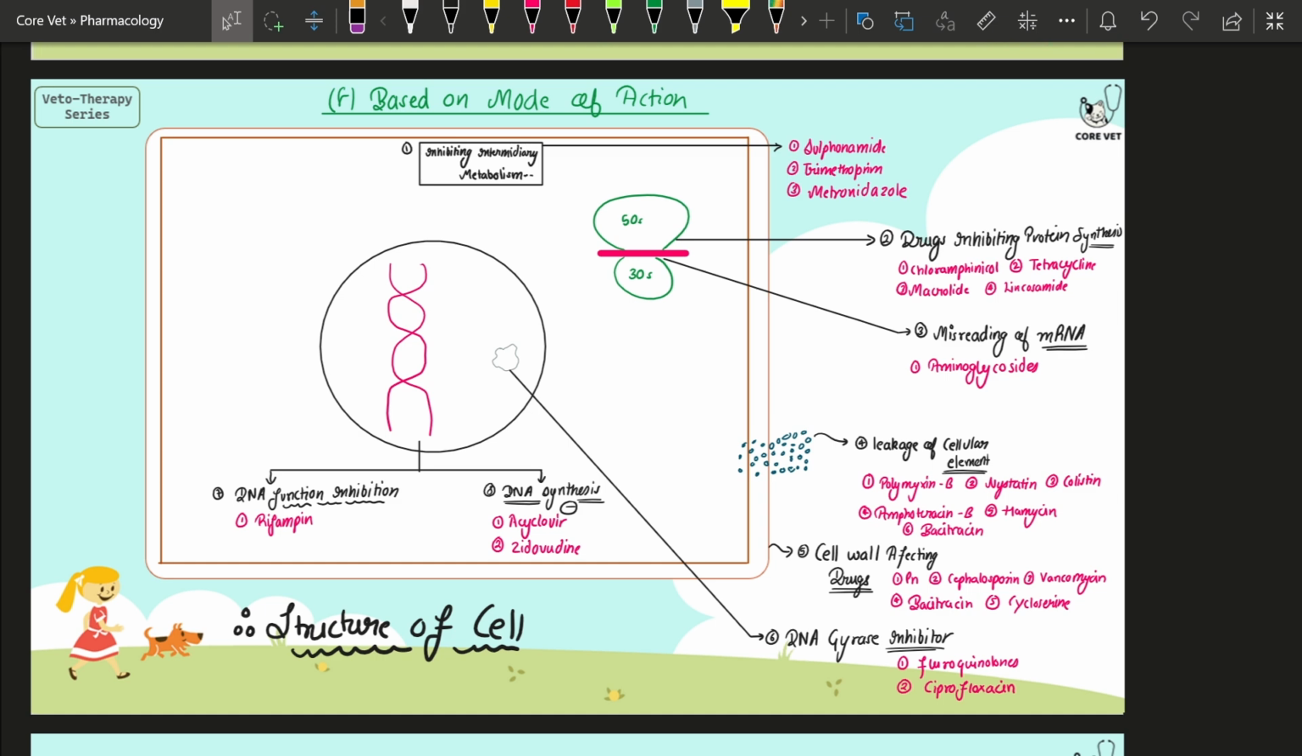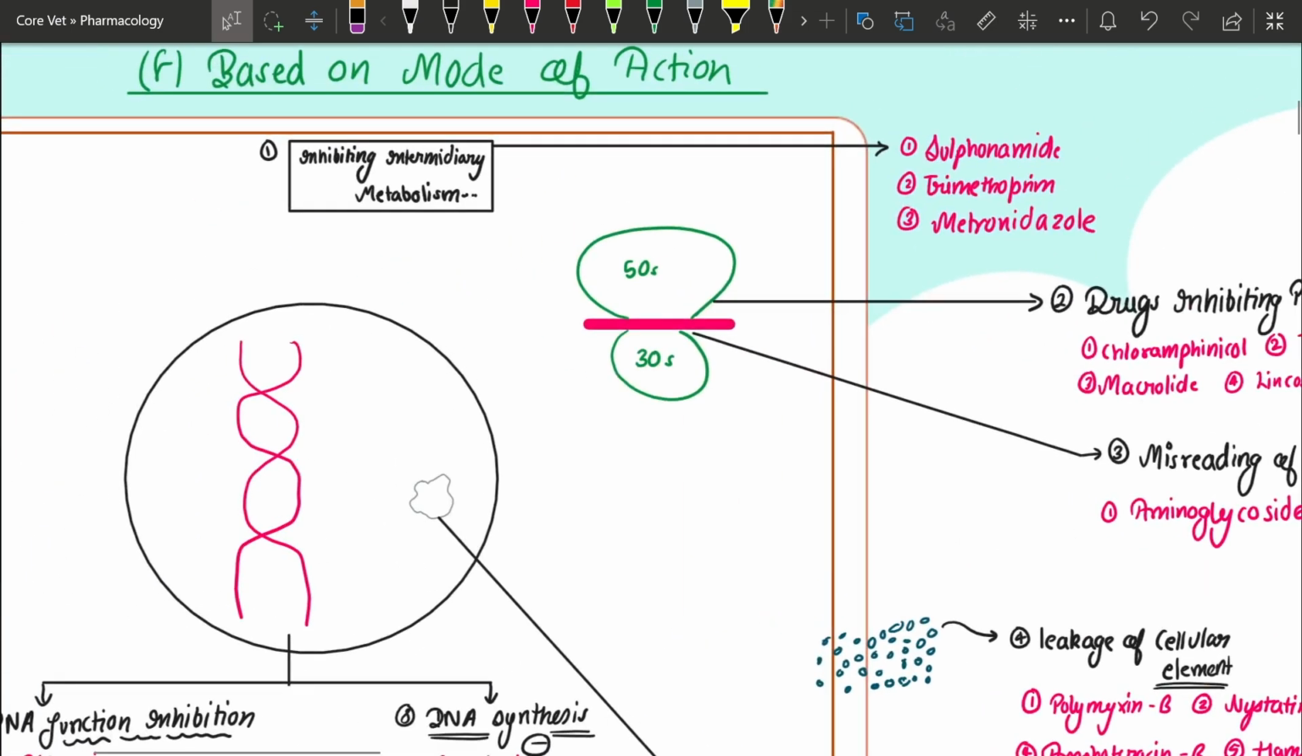to produce a desirable effect for the recipient. The recipient that takes a particular drug should have a desirable effect produced. So there are several modes of action. First of all, the drug may inhibit the intermediary metabolism. Sulfonamides, trimethoprim, and metronidazole are examples of a few drugs that are going to inhibit the metabolic functions.